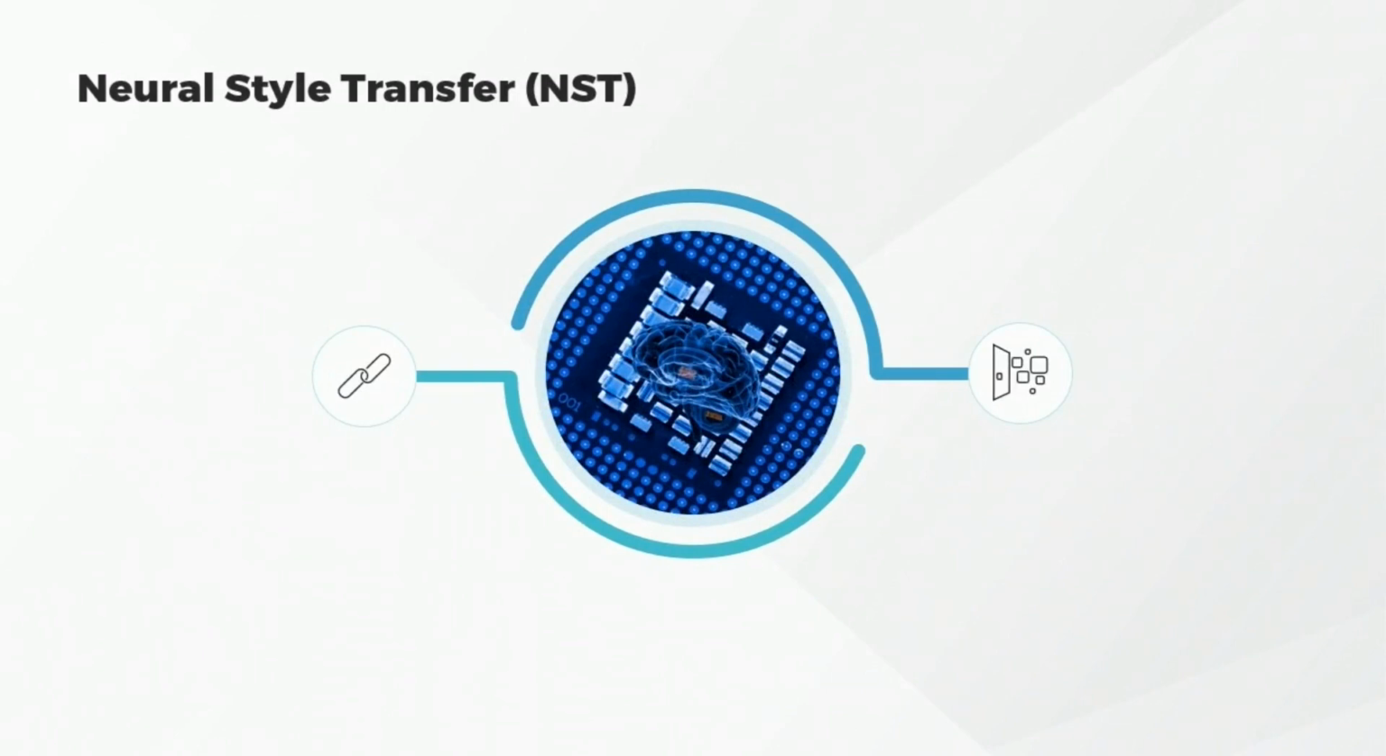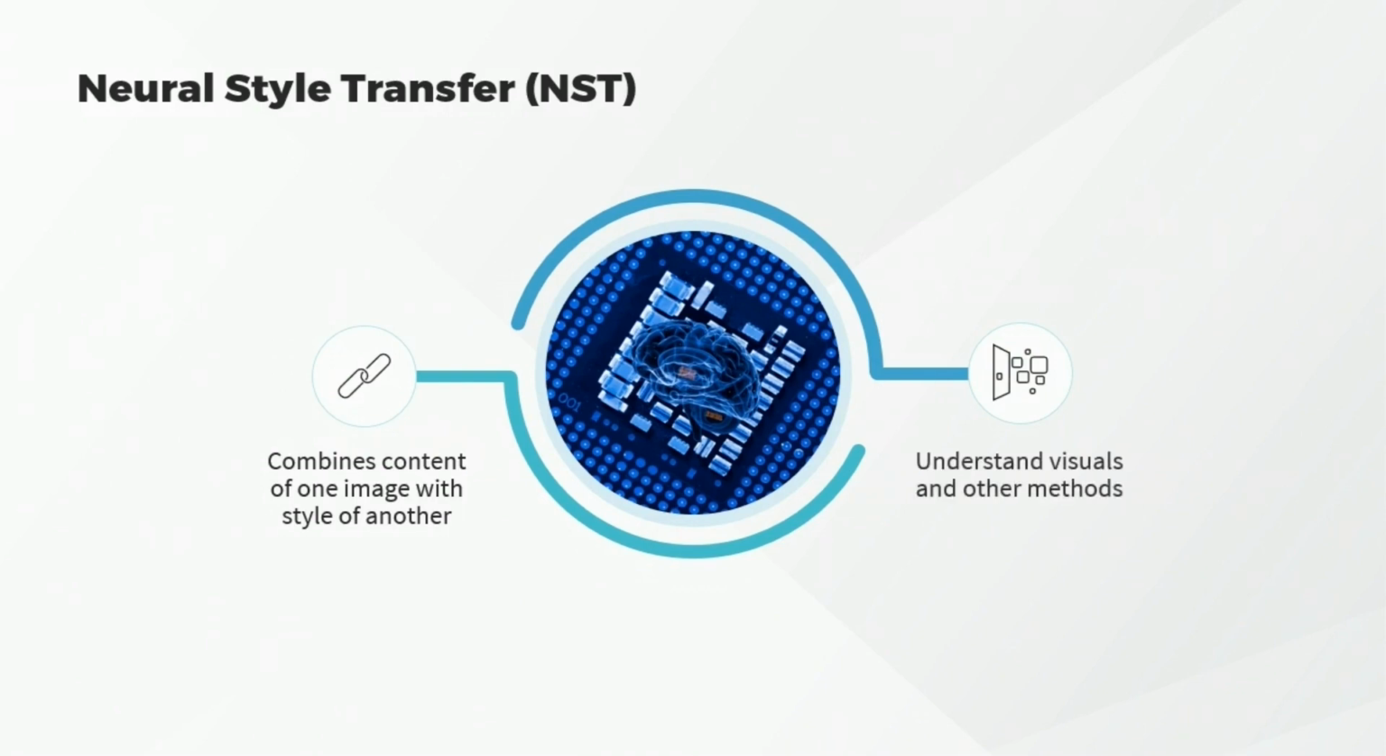There's also things such as Neural Style Transfer, or NST. Now, this is a deep learning application that fuses the content of one image with the style of another image to create a brand new piece of art. And so what we want to do then is understand the visuals and the methods in this model.